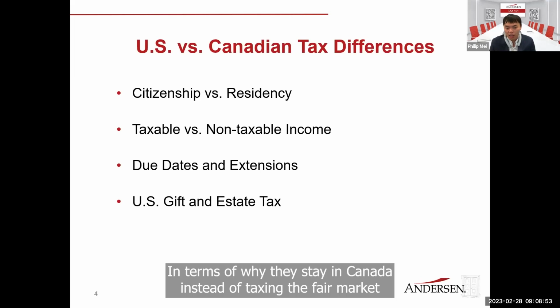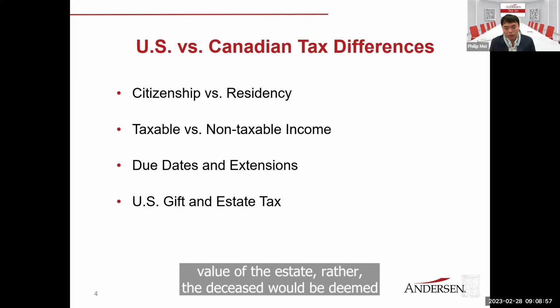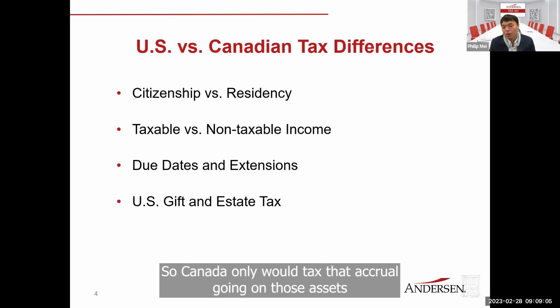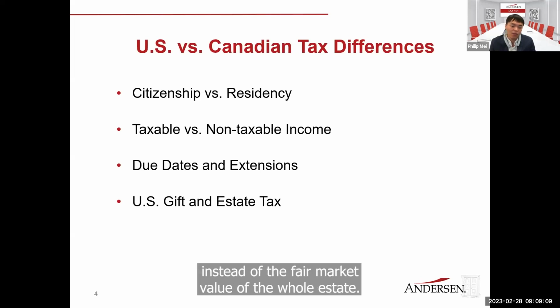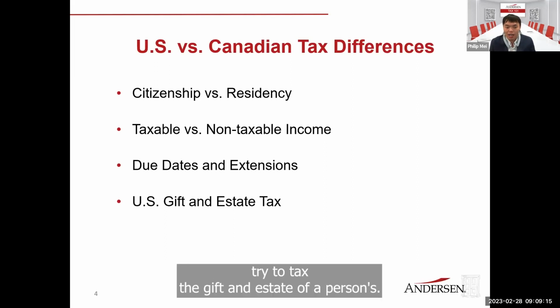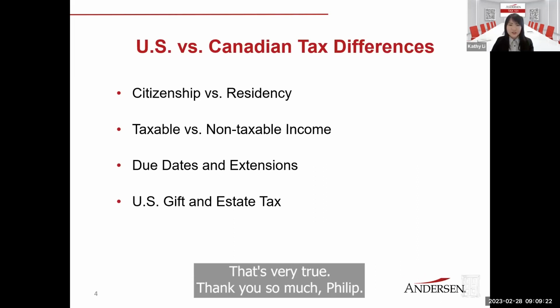In terms of an estate, in Canada, instead of taxing the fair market value of the estate, the deceased would be deemed to dispose of most of his assets at fair market value on the day. So Canada would only tax the accrued gain on those assets instead of the fair market value of the whole estate. So you can see there is some difference in terms of how Canada and the US try to tax the gift and estate of a person. Mm-hmm. That's very true. Thank you so much, Philip.